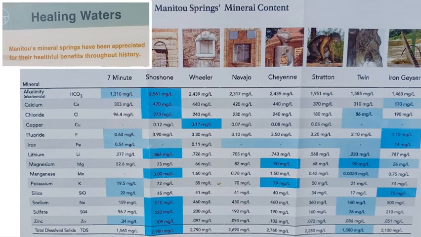And the town of Manitou Springs actually has this chart where you can look and you can see the different mineral content of each individual spring, and different ones were thought to have curative properties for different things.